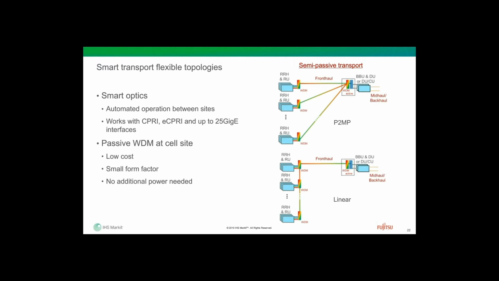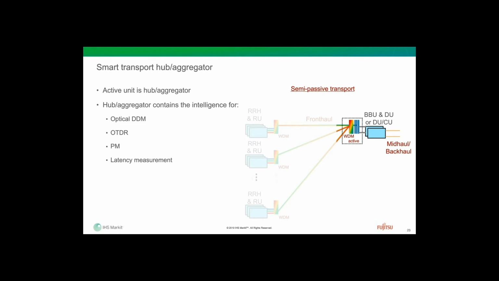Whether point to multipoint, or linear fiber topology, the passive cell site transport maintains low cost, small form factor WDM, and no additional power needed. Looking at the hub aggregator portion of this semi-passive approach, network elements contain the intelligence options for remote visibility, offering integrated modules for optical digital diagnostic monitoring, or DDM, OTDR, performance monitoring, and latency measurement capability.